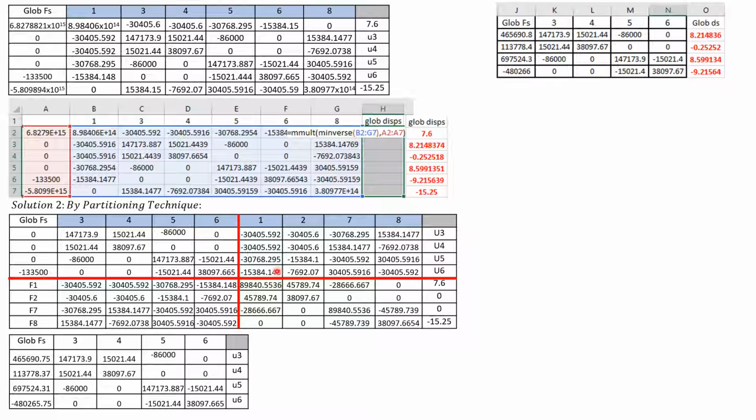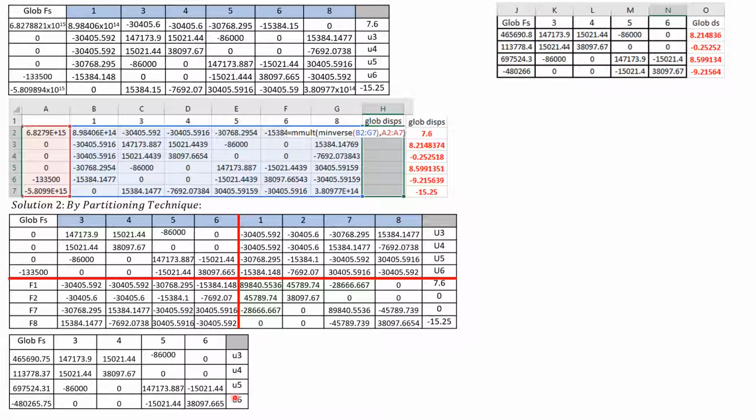Then finally, for this last row here, row 4, negative 133,500 plus 15,384.148 times 7.6, then minus 30,405.592 times 15.25, because that's positive. So the result is negative 480,265.75. Then this is the reduced stiffness matrix 3456, which is this, times the unknown displacement.